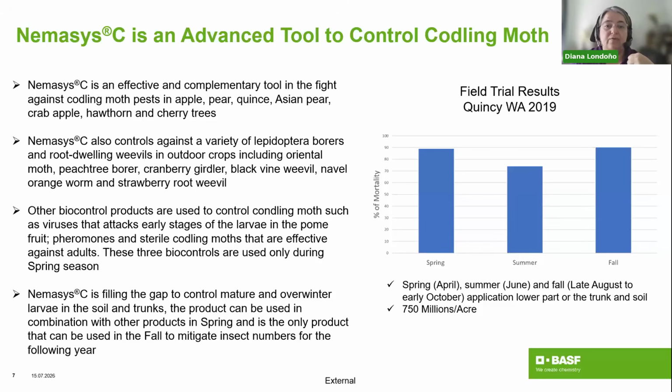So what is happening? We found that it's very good when you do the application in the spring and in the fall. In summer, you can also have a good mortality of the insect, but keep in mind that summer is very hot and very dry, so that decreases the chance of the nematodes. Also, one important thing to keep in mind is the number of nematodes per application. We found that 750 million per acre was very good for that region.